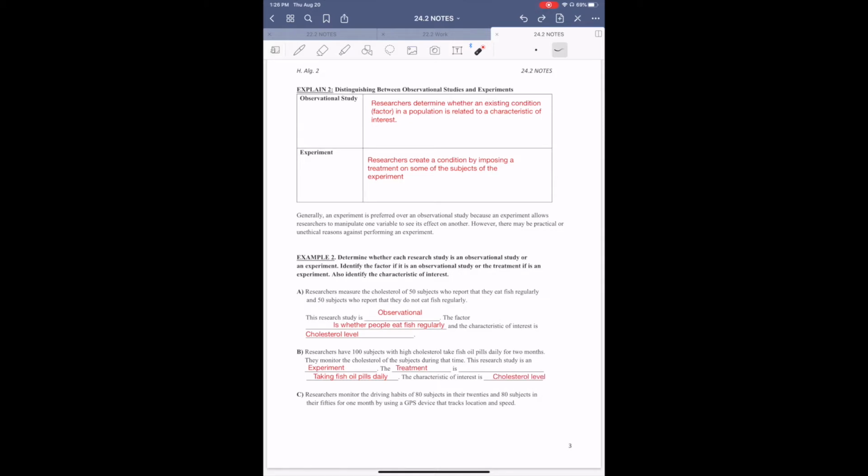and the characteristic of interest is cholesterol level. All right, so now I want you guys to try C, okay? Hit the pause button and come back and check your answer when you're done.